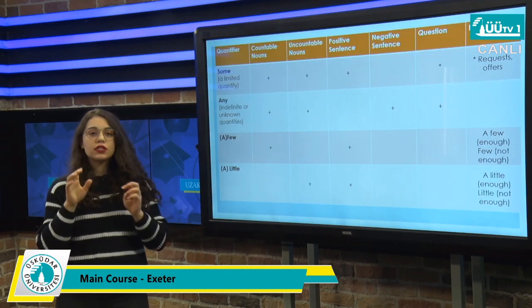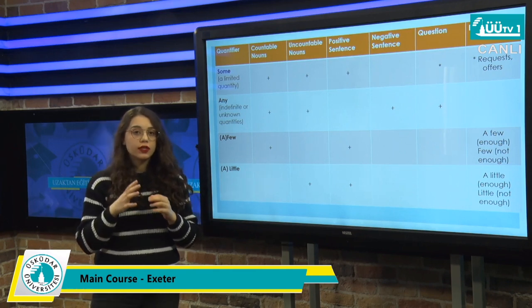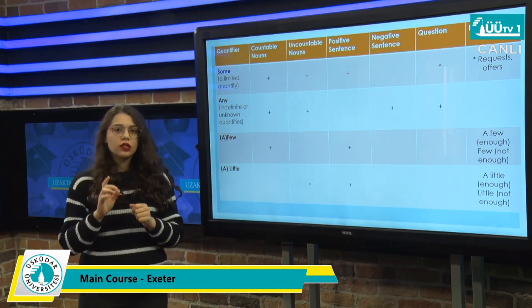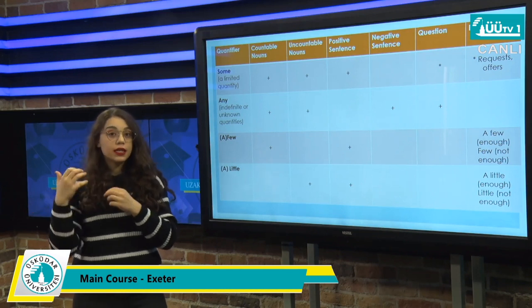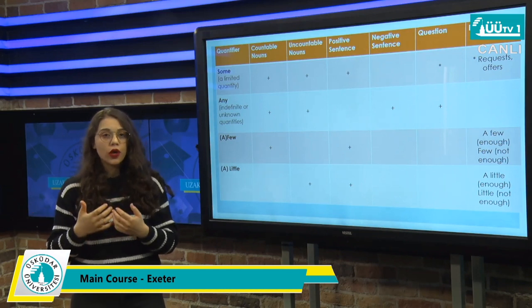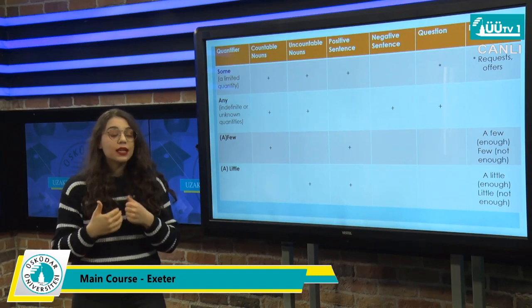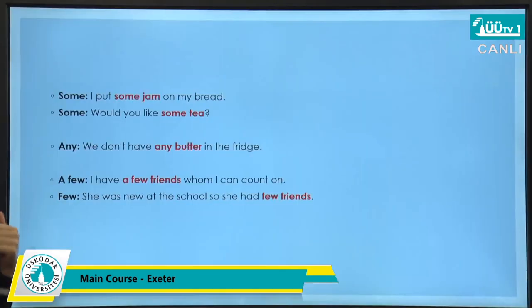And we have this, few. Few is used only with countable nouns, and we use them in positive sentences. But there's a difference between a few and few. A few means that it is enough, the exact amount that you need. Few means that it is not enough. If you look at the example here, I have a few friends whom I can count on. It means that I have enough friends I can trust, I can rely on.